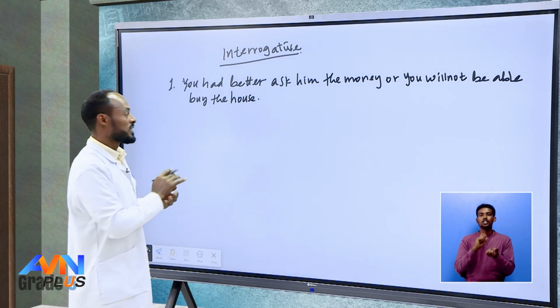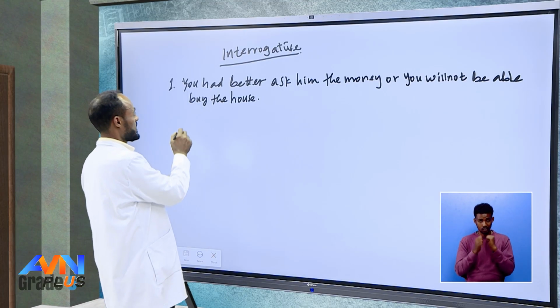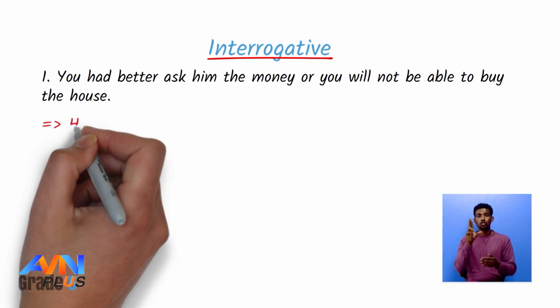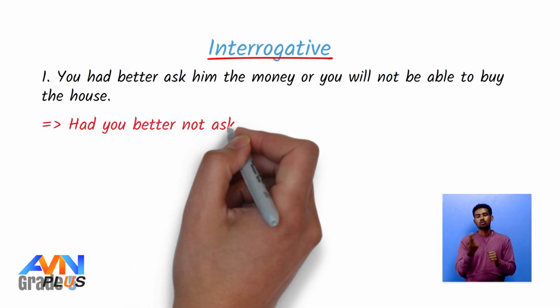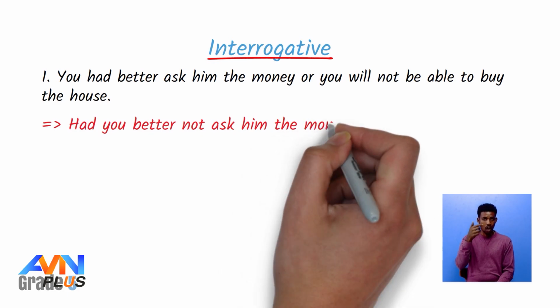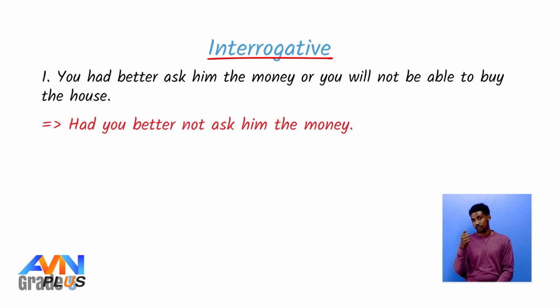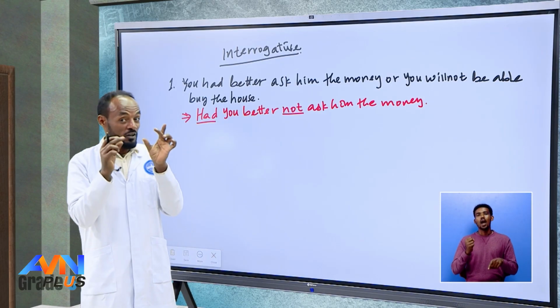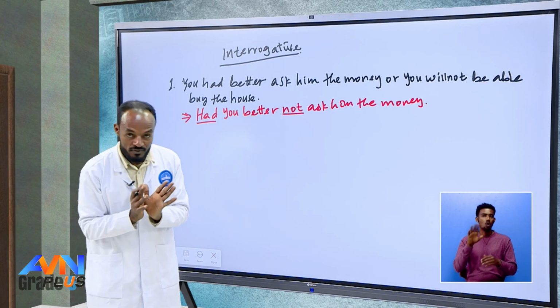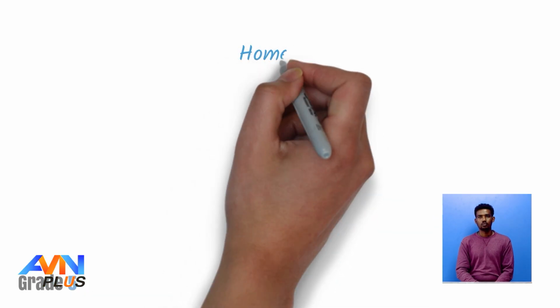Can we change this one into interrogative form? How can we change it? Even if it is not very common in English, maybe in some contexts we can use: had you better not ask him the money. We can say it here, still it is possible. Had you better not. Had you is not very common in English. So, especially had better and ought to are less common in interrogative. Am I right? Good.